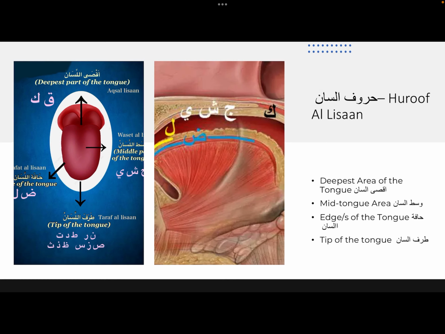And it is very adjacent to the upper part of our throat, from where our throat starts, is the end of our tongue. And which are the two letters? These are qaf and kaf. Qa, qa, qa.